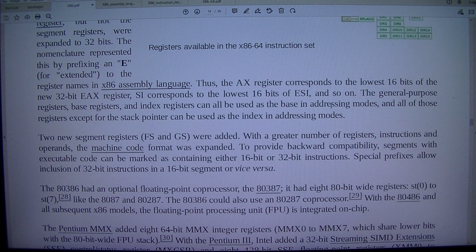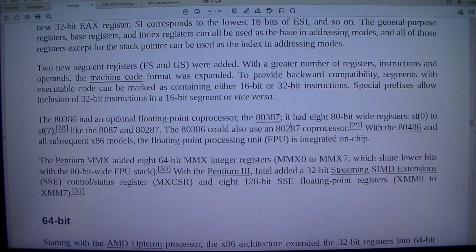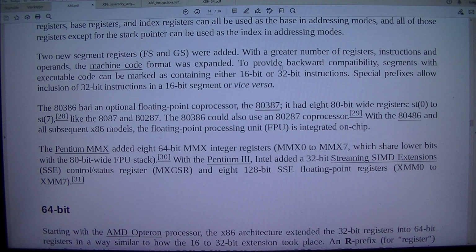The general-purpose registers, base registers, and index registers can all be used as the base in addressing modes, and all of those registers except for the stack pointer can be used as the index in addressing modes. 2 new segment registers, FS and GS, were added. With a greater number of registers, instructions and operands, the machine code format was expanded. To provide backward compatibility, segments with executable code can be marked as containing either 16-bit or 32-bit instructions. Special prefixes allow inclusion of 32-bit instructions in a 16-bit segment or vice versa.